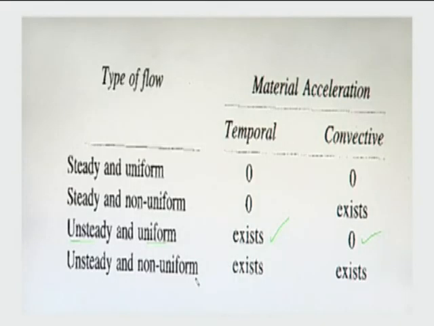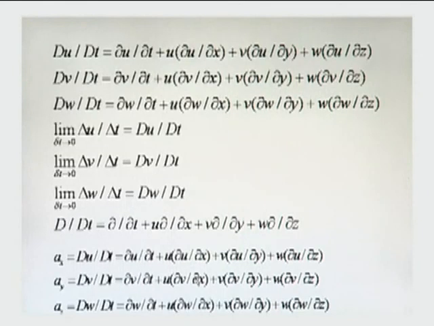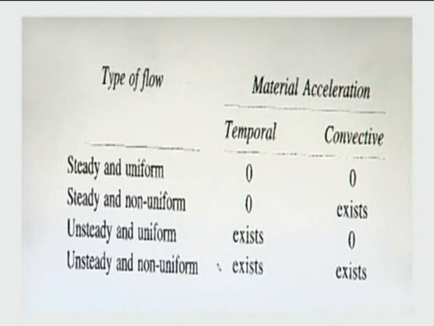Now if we have a fourth situation where we have an unsteady and non-uniform flow, in that case del u over del t will exist because it is an unsteady flow, and the flow is non-uniform, so del u over del x, del u over del y, and del u over del z also will exist. So both local and convective acceleration will exist. So in case of unsteady and non-uniform flow, both local acceleration and convective acceleration will exist.